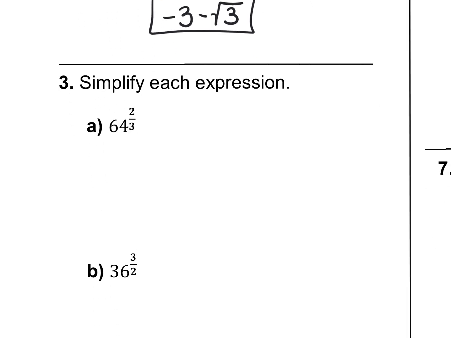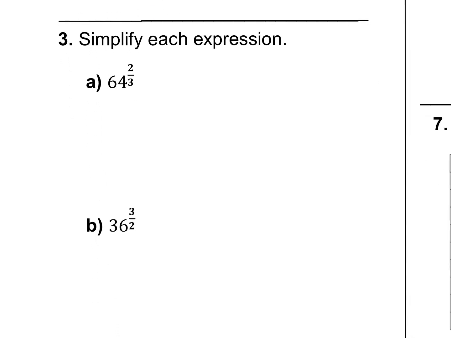Number 3, A and B, we're simplifying the expression. So here they have it written in exponential form right now. We want to break that apart. What can I represent 2 and 3 as? Power and root. Which one's the power? The top one's the power. The bottom one is the root. So if I rewrite this, my root is 3. So we have the cube root of 64 to the 2nd power. Yep.